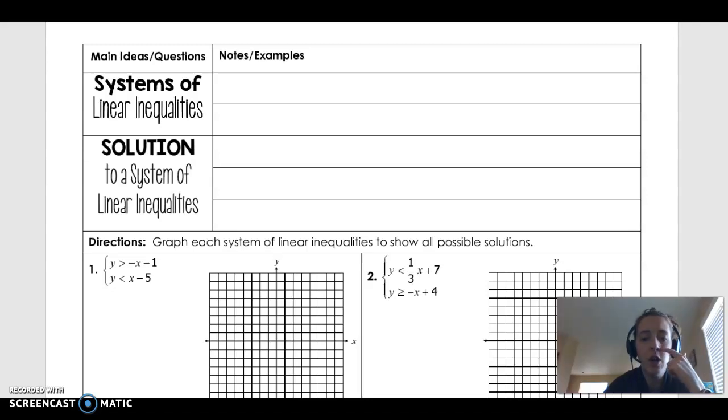All right, in this video, we're really going to be looking at systems of inequalities. So in our last lesson, we looked at just what one linear inequality looked like. And so now we're going to be looking at a system. So remember that a system is two or more equations graphed together. So our system of inequalities is going to be two or more linear inequalities, just like we looked at in our last video, that are graphed together.